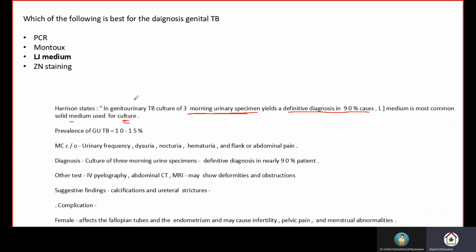So for genitourinary TB, what do we do? If we need to culture a urine specimen, then three morning samples should be taken, and it will yield the definitive diagnosis in 90% of cases. And LJ medium is the most common solid medium used for this purpose. So LJ medium is the best for diagnosis of genital TB.